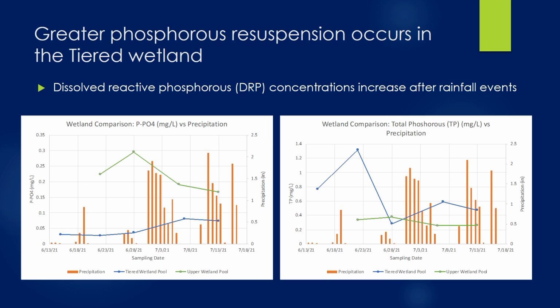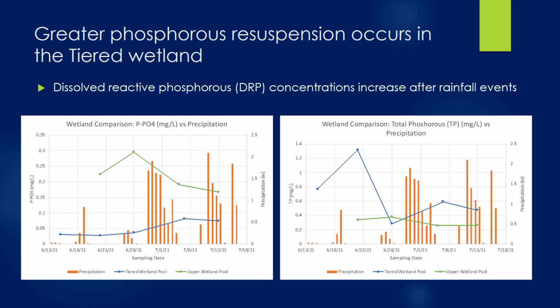We see greater resuspension of phosphorus within the tiered wetland. In these graphs, I again have the nutrient concentration for a representative wetland cell. Again, the orange bars are when rain occurred, and the green represents the upper wetland, and the blue represents the tiered wetland. If we look at the graph on the left, that blue line will increase with the rain event, and we suspect this points to, again, the tiered wetland being less protected in terms of its vegetation status. So when rain falls, we see resuspension of phosphorus from the particulate form in the soil into the water.